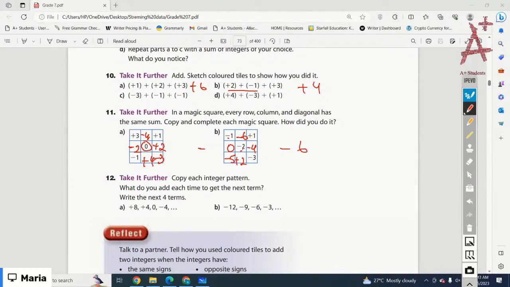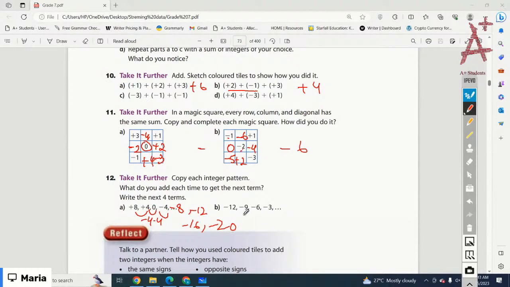Okay, question 12. Copy each integer pattern. What do you add each time to make the next term? Okay, 8 and 4, they are decreasing by 4. Then you have 4, 0, negative 4. Each time this is decreasing by 4. 0 minus 4, negative 4 minus 4 makes negative 8. Again, negative 12, negative 16, negative 20, right?